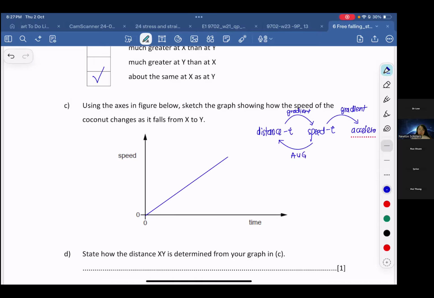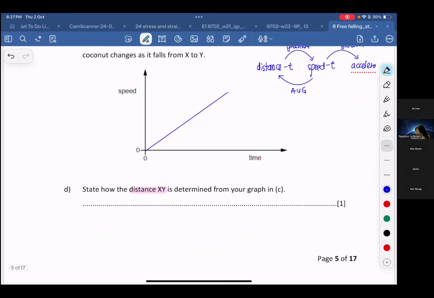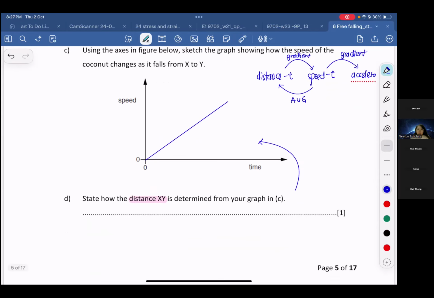Okay, now this is a motion graph. They're asking you how you determine the distance XY, from here to here, how far they travel. By using the graph here. Normally from a graph, two pieces of information we can find: the gradient or the area under the graph. So in this case, can you tell me, are we finding the gradient or the area under the graph? What do you think?